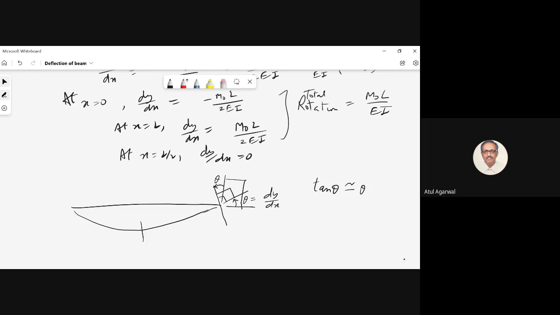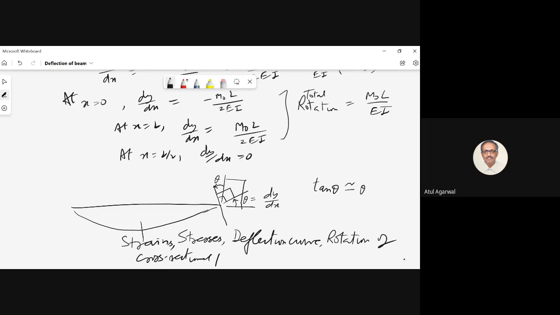So for case of pure bending, we found stresses. We found strains. We found deflection curve. We found rotation of cross-sectional plane. We found strain energy of the beam. So this was the simplest case, and we had case of pure bending.